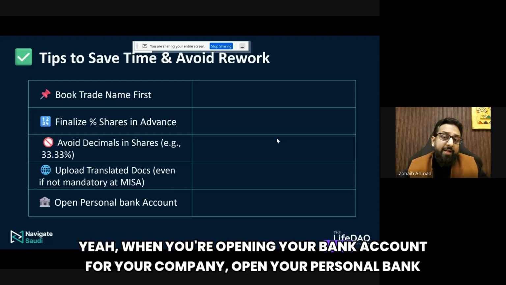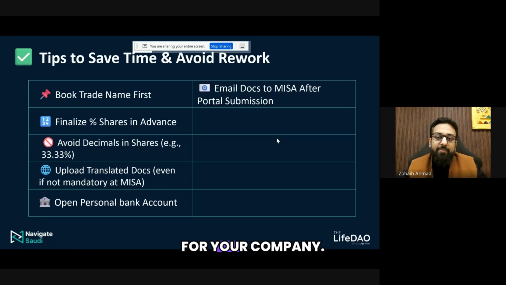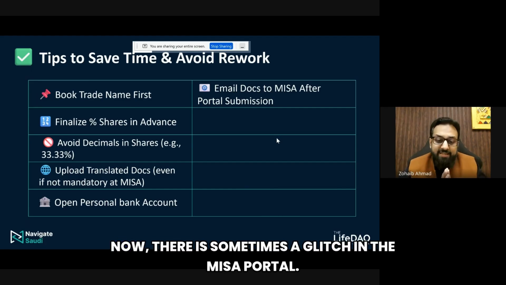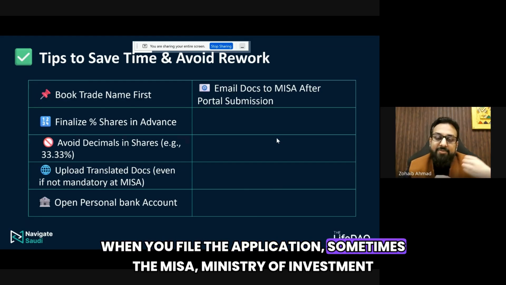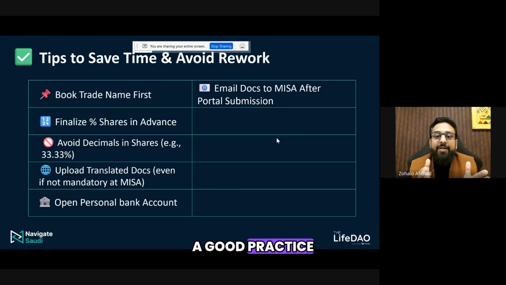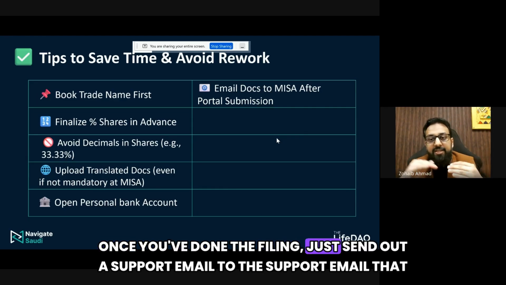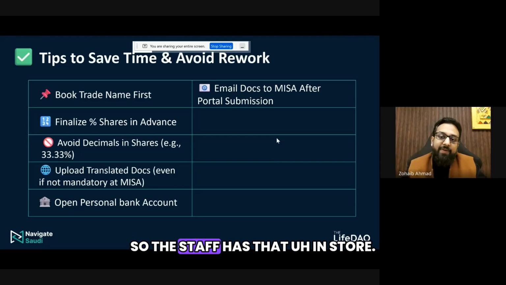When you're opening a bank account for your company, open your personal bank account first, because this will help your KYC be much faster for your company. Now, there is sometimes a glitch in the MISA portal. Sometimes your network is slow. When you file the application, sometimes the Ministry of Investment representatives are not able to access those files. A good practice, once you've done the filing, is to send an email to the support address saying I've made the application for MISA, and these are the documents that I've uploaded, right? So the staff has that in store.